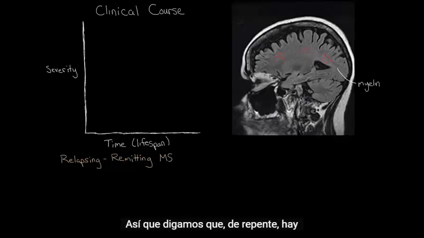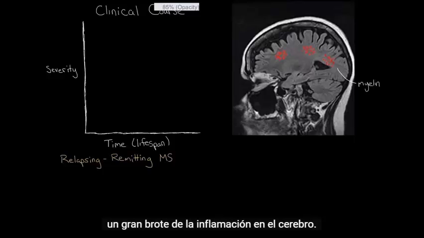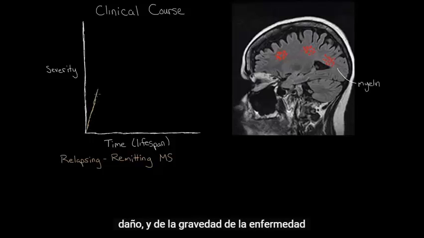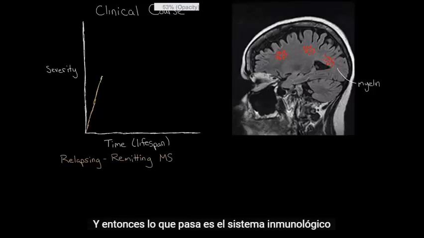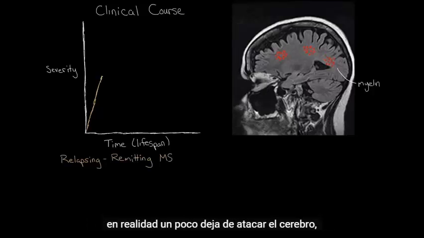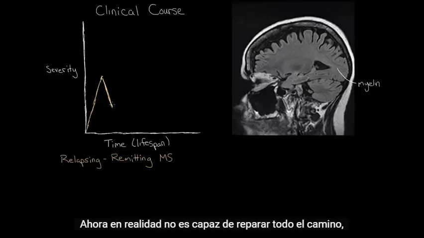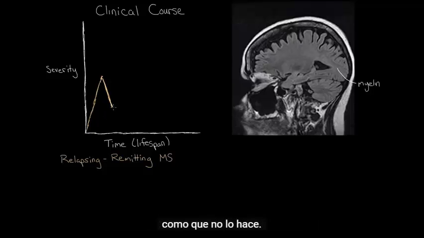So let's say all of a sudden there's a huge flare-up of inflammation in the brain. Let's say a lot of immune cells come in and they all begin to attack the brain collectively. So when this happens, the brain will start to accumulate damage and the severity of the disease will increase over time. And then the immune system stops attacking the brain and it stops damaging all that myelin so much. And so this leaves the brain with the ability to repair all that myelin. Right? So the brain can actually repair itself to a limited degree. Now, it's not really able to repair all the way, so the severity of the disease doesn't go all the way down to 0 or down to baseline over here.